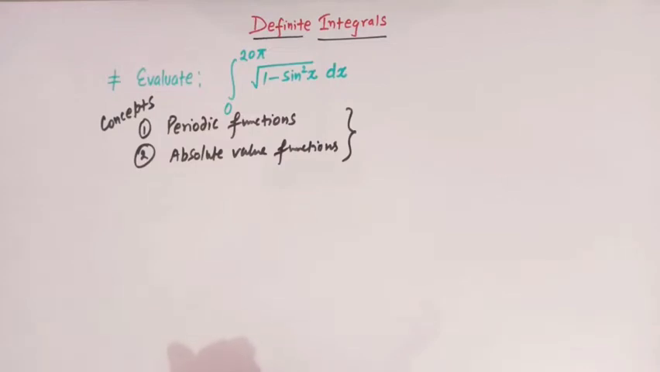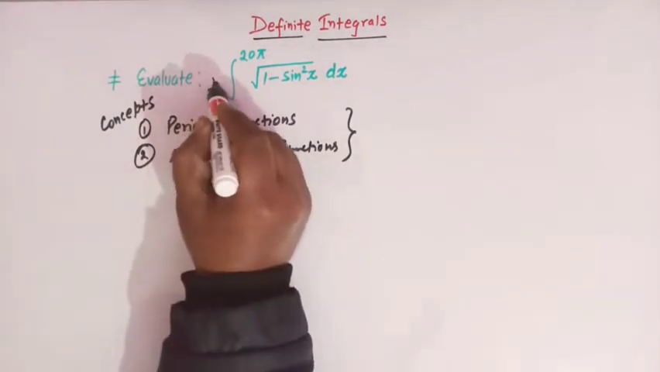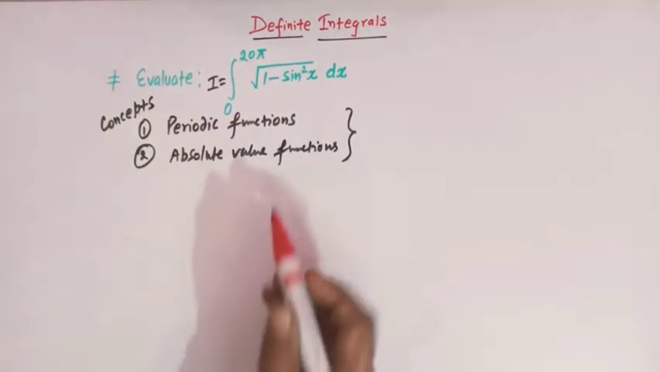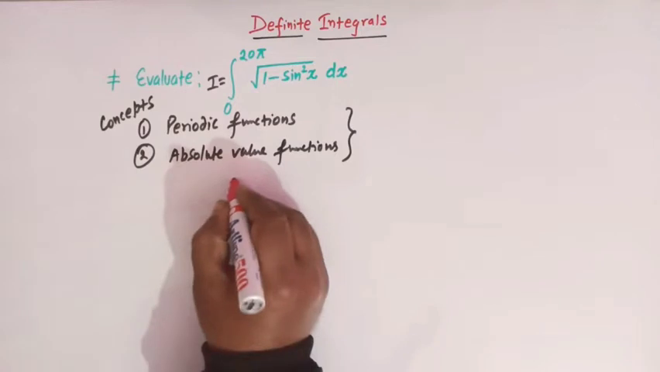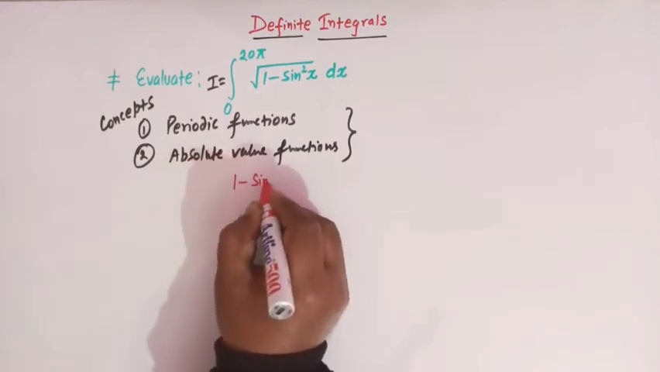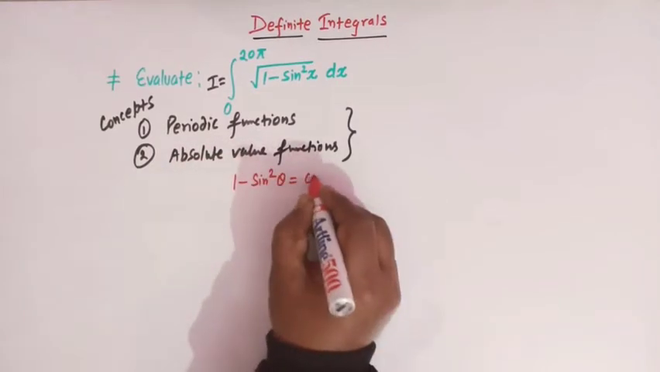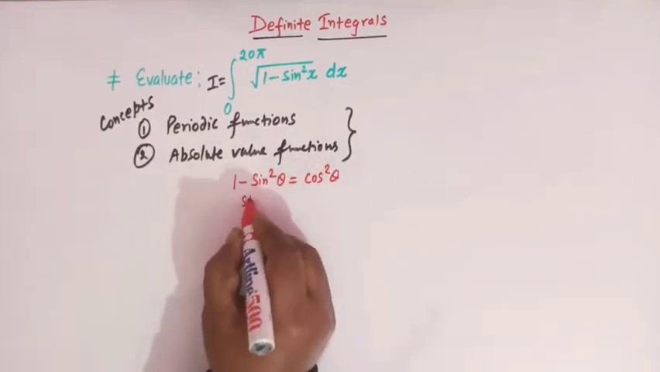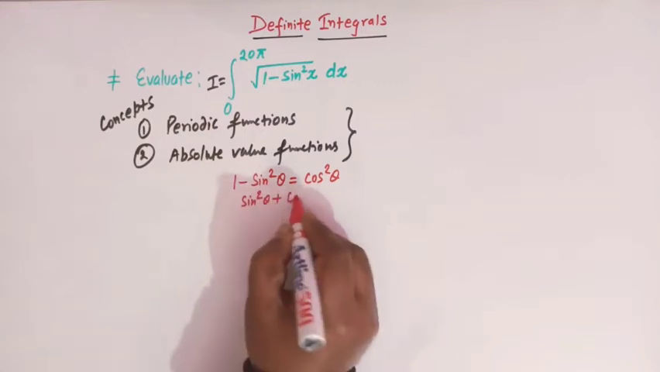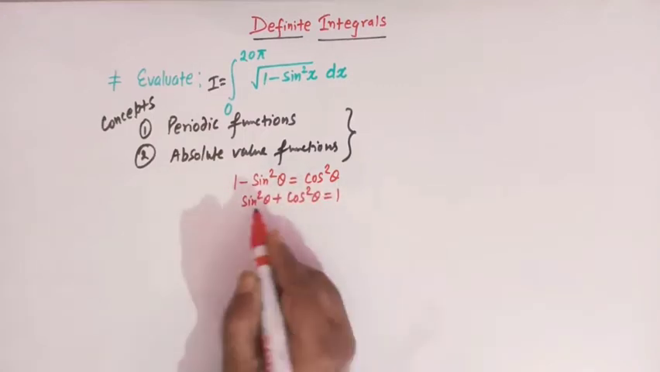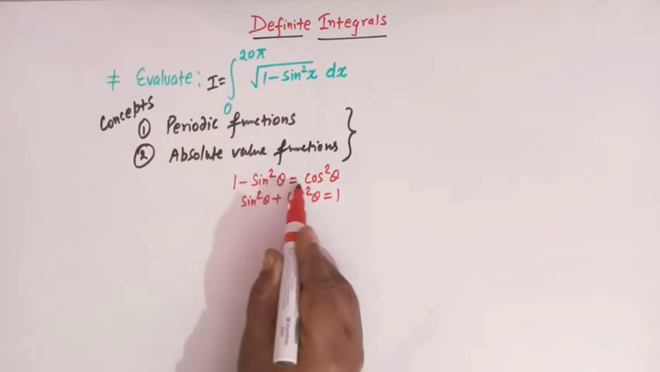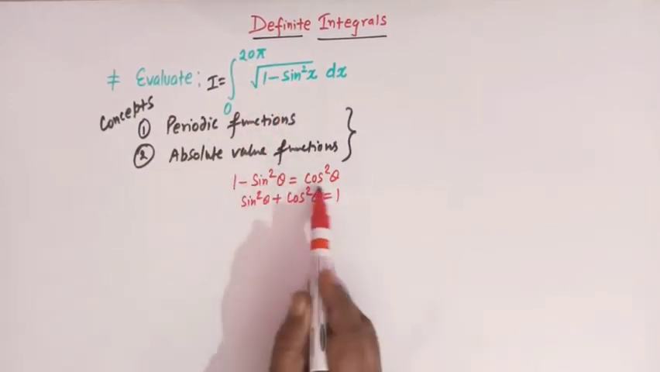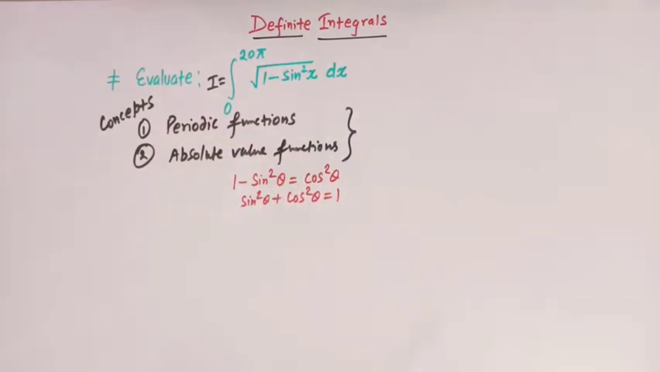So let us start. Let us first take this integral as I. Now from trigonometry we know that 1 minus sine square theta is equal to cos square theta, because sine square theta plus cos square theta is equal to 1, and this identity would be used here.